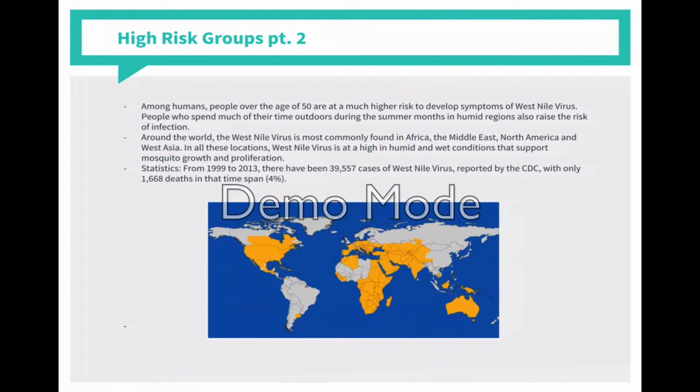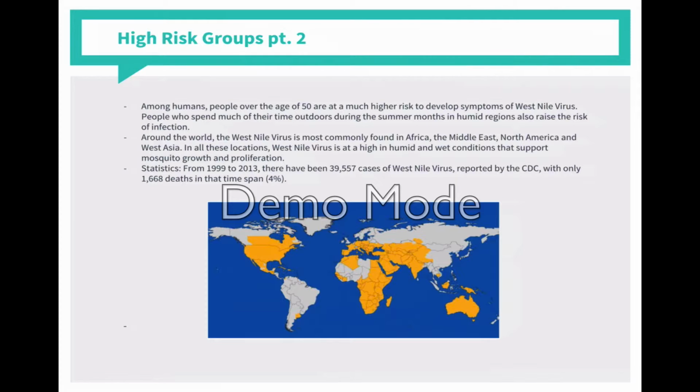Among humans, people over the age of 50 are at a much higher risk to develop symptoms of West Nile virus. People who spend much of their time outdoors during the summer months in humid regions also raise the risk of infection. Around the world, the West Nile virus is most commonly found in Africa, the Middle East, North America, and West Asia. In all these locations, West Nile virus is at a high in humid and wet conditions that support mosquito growth and proliferation.